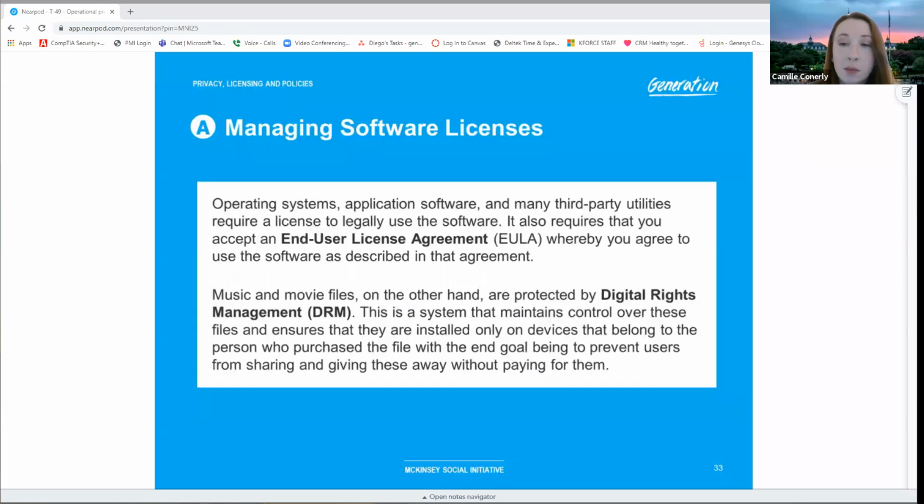This is a system that maintains control over these files and ensures that they are installed only on devices that belong to the person who purchased the file, with the end goal being to prevent users from sharing and giving these away without paying for them.